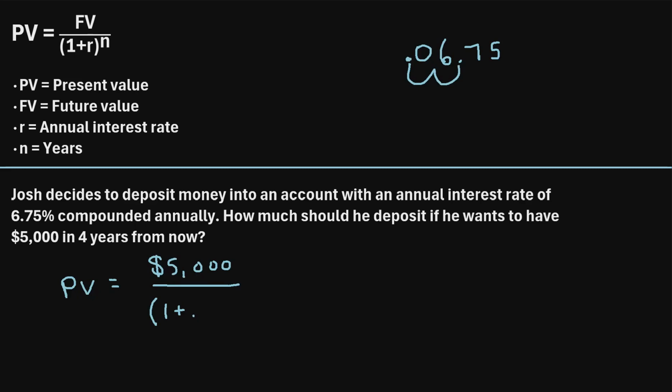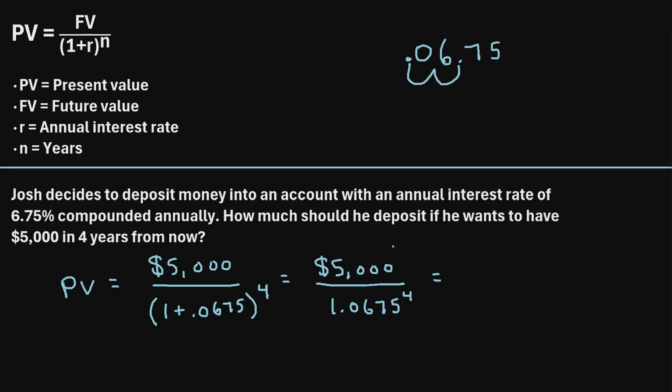So down here, we're going to write 0.0675. And that's raised to the power of n, where n is the number of years, which we're told is 4 years. So we'll say to the power of 4. Now, if we simplify this a little bit, we get $5,000 divided by 1 plus 0.0675 is 1.0675, and that's raised to the 4th power.